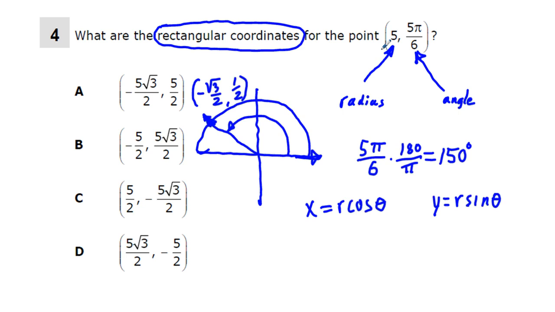Or, knowing that we have this, we could say, okay, well here it is, I'm going to multiply my rectangular coordinates, is going to be 5 times negative square root of 3 over 2, comma 5 times 1/2. And for that, we're going to get negative 5 square root of 3 over 2, comma 5/2.